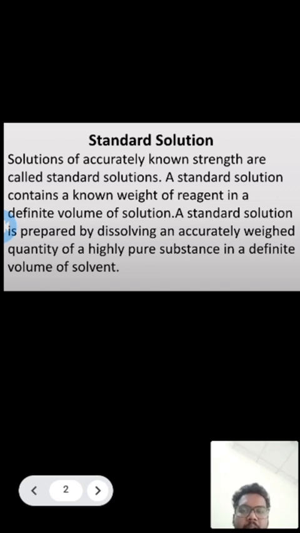Standard solutions. What are standard solutions? Solutions of accurately known strength are called standard solutions. A standard solution contains a known weight of reagent in a definite volume of solution. It is prepared by dissolving an accurately weighed quantity of a highly pure substance in a definite volume of the solvent. Let us discuss the types of standard solutions.